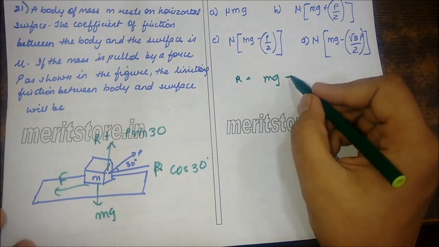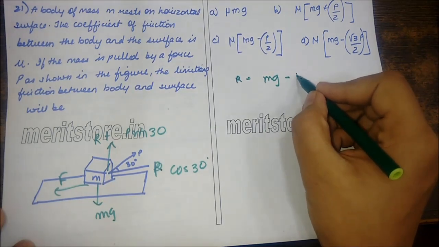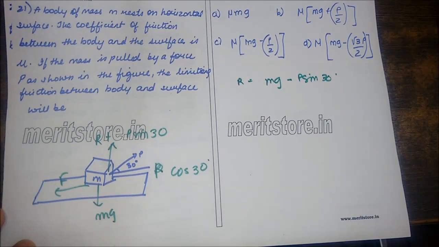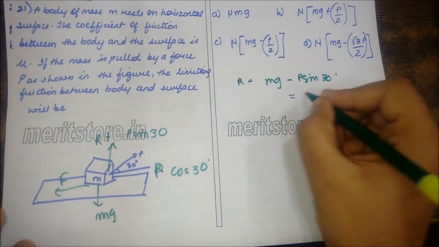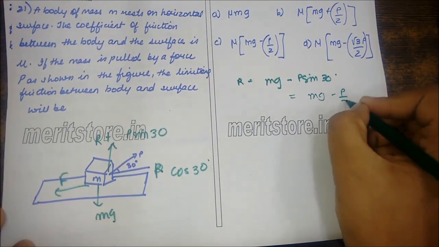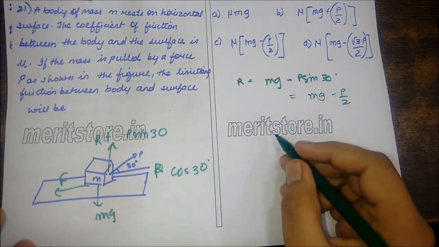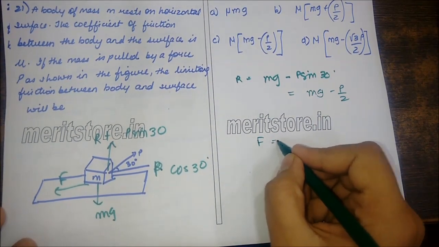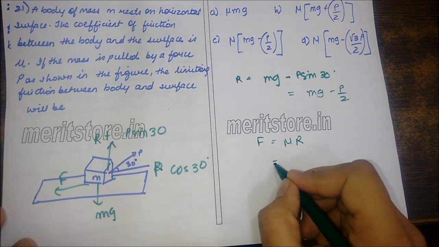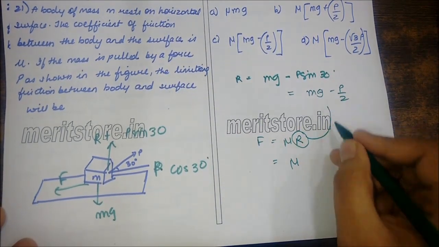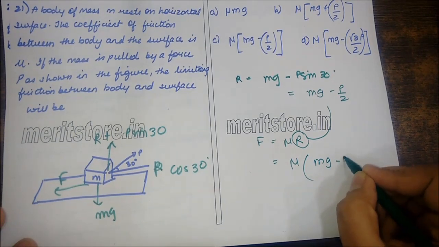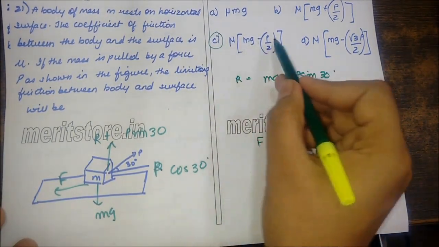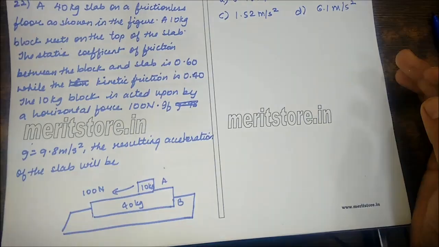So R is equal to mg minus P sin 30, mg minus P by 2. Limiting force between the body and the surface is given by F is equal to mu R. So mu, the value for R is mg minus P by 2. So option C, mu into mg minus P by 2 is the correct answer.